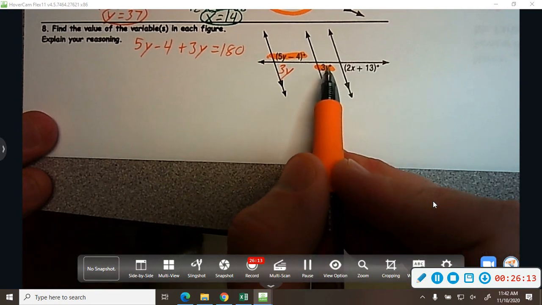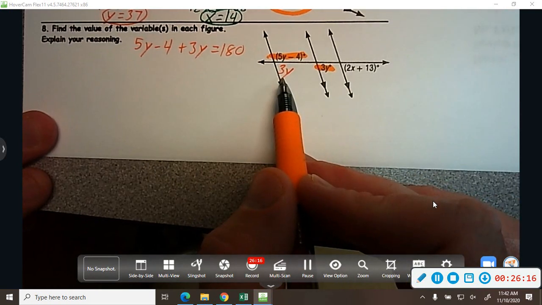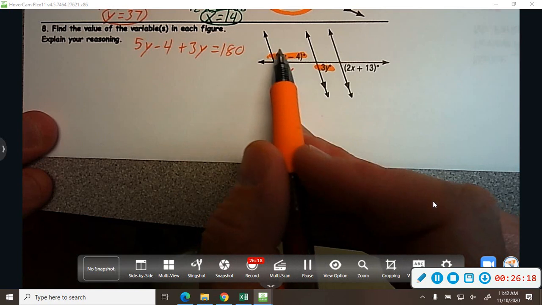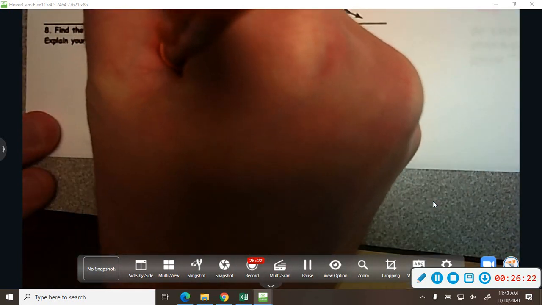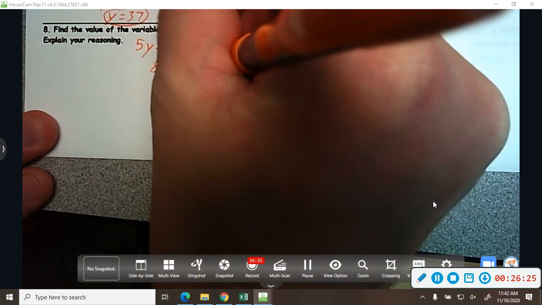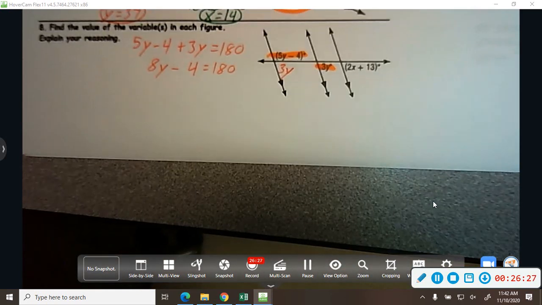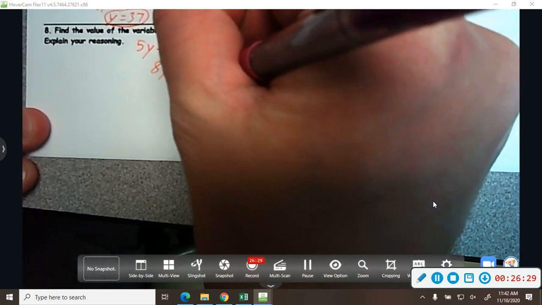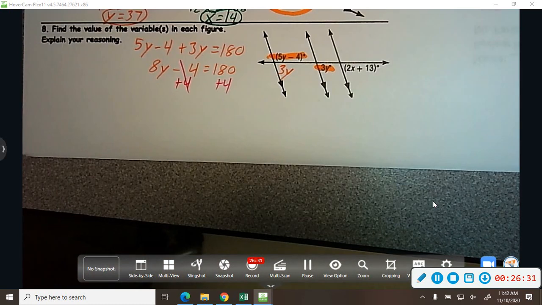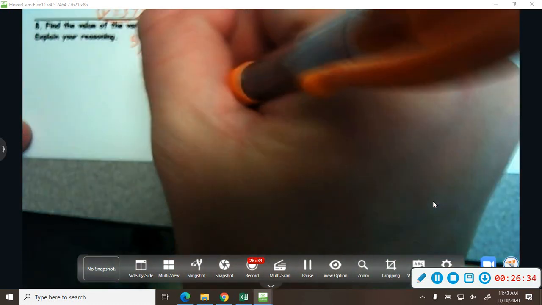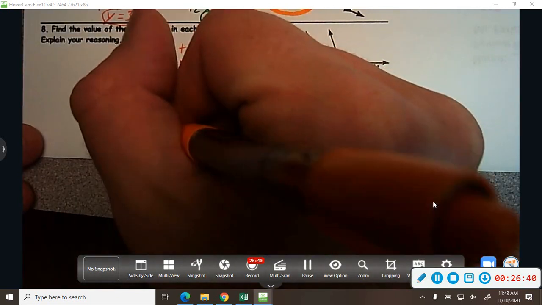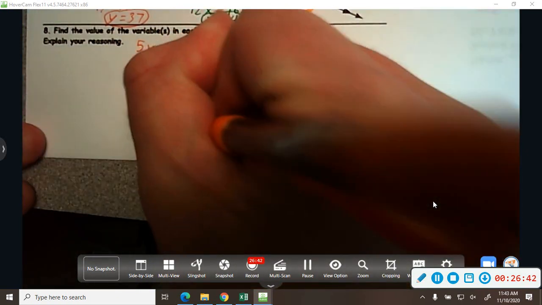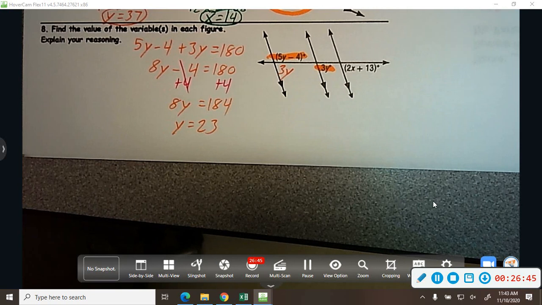So I said these two are corresponding, so that's why I put 3y here. These two are linear pairs. And then from there, 5y plus 3y is 8y. Add 4 to both sides. Divide both sides by 8. And I get 23. So not 23 degrees, that's just the value of y.